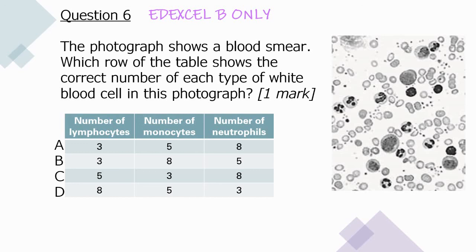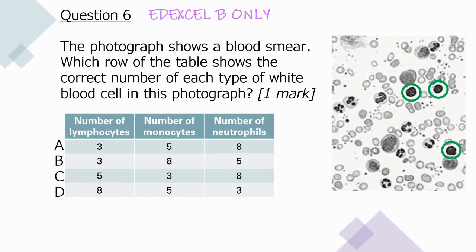So if we have a look at the photograph, we can see that there are 3 lymphocytes, and the reason that we can identify these as lymphocytes is because in lymphocytes the nucleus takes up the majority of the cell. So we can see from how dark these cells are that these are lymphocytes, and the nucleus is therefore taking up the majority of the cell.